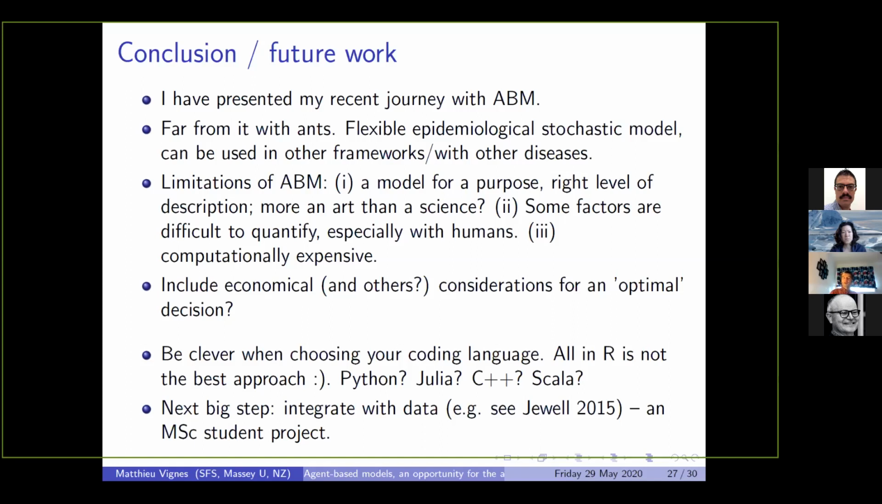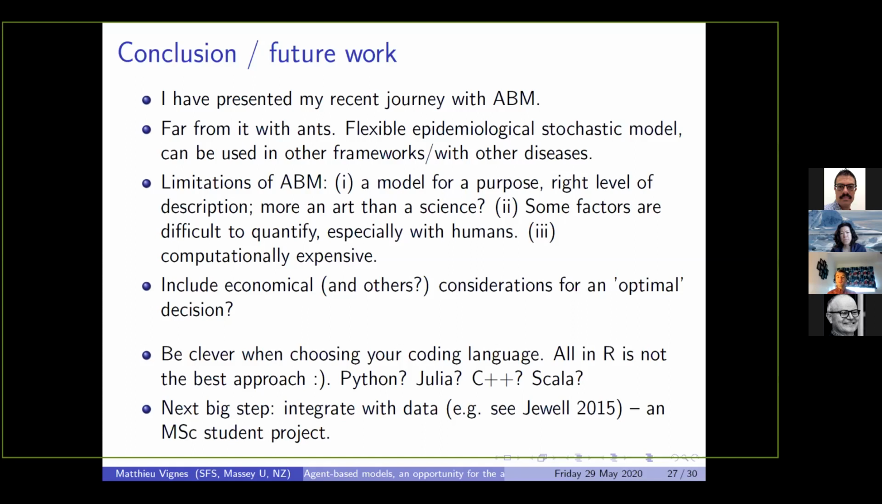I'm far from the end. I didn't see the patterns I was hoping to see emerging. I have a flexible epidemiological compartment model with stochastic behavior that can be used, and I'm hoping to use it in many different frameworks, say, for example, with the African swine fever challenge I want to use.